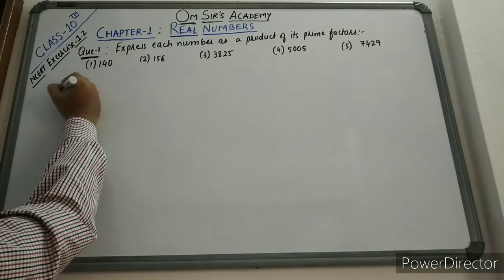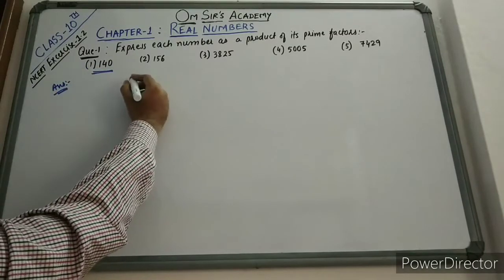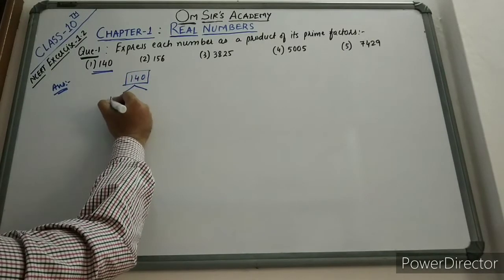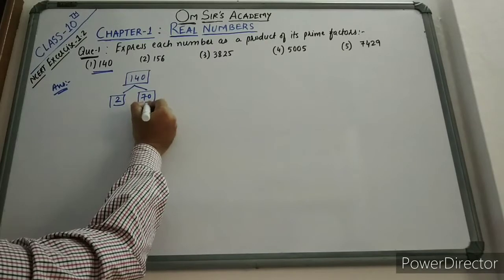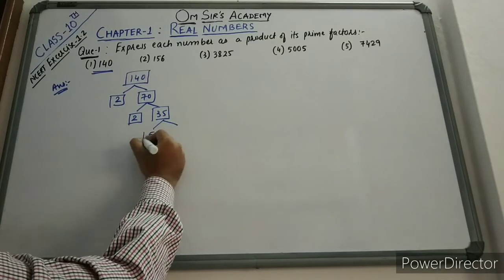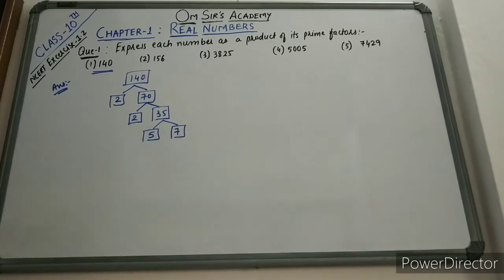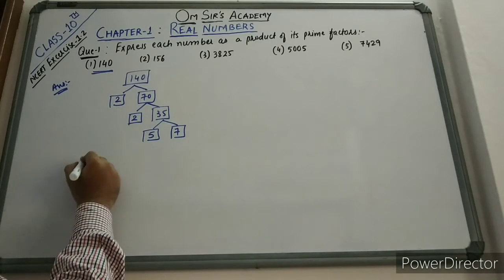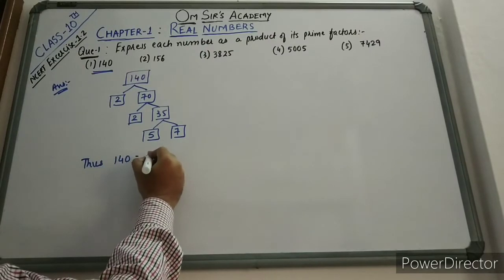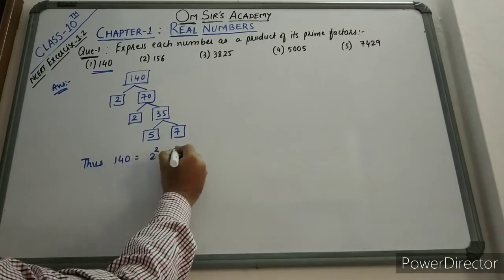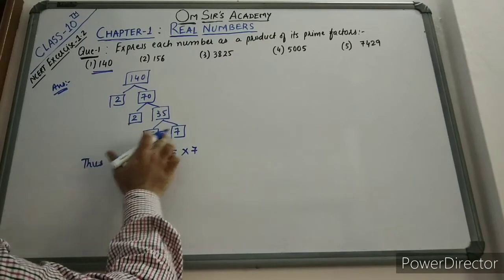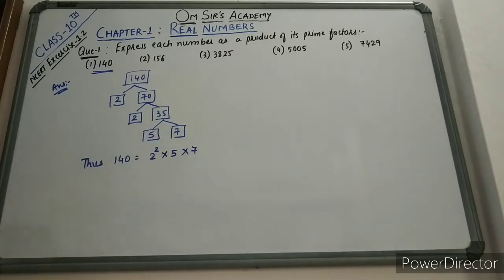So what will be the prime factors of 140? 140 can be prime factorized as follows. 2 70s are 140. Then 2 35s are 70 and 5 7s are 35. Is it clear friends? So thus we can say that 140 is equal to 2 raised to 2 into 5 into 7. There are two 2's, so 2 squared into 5 into 7. So hope this is clear.